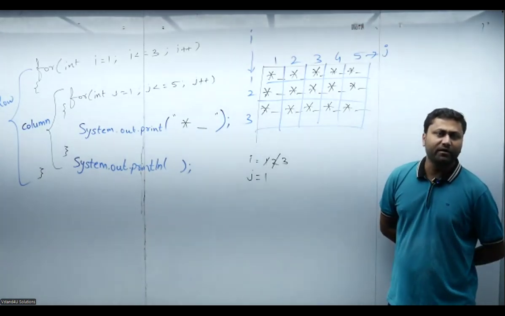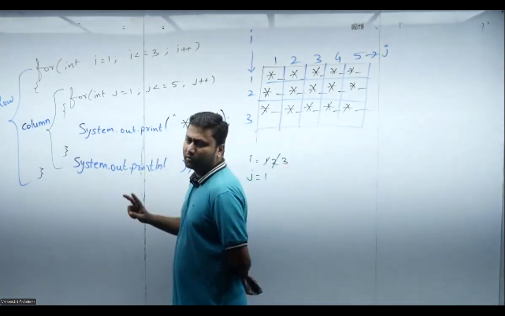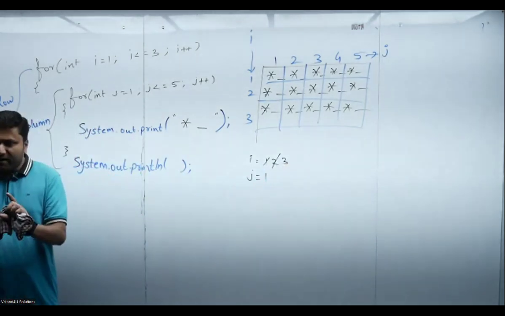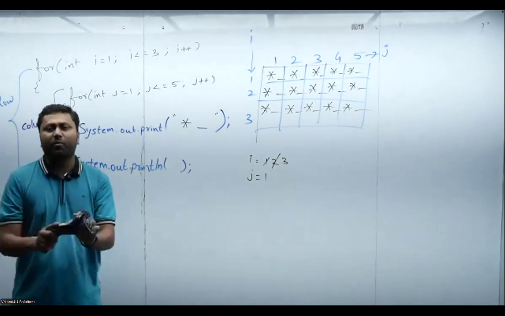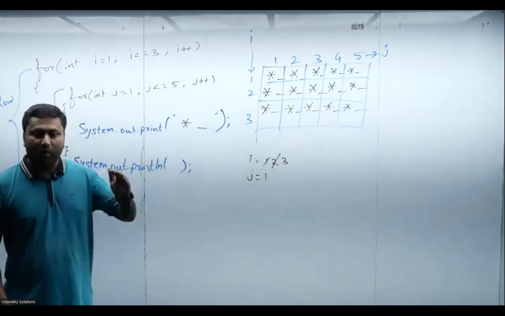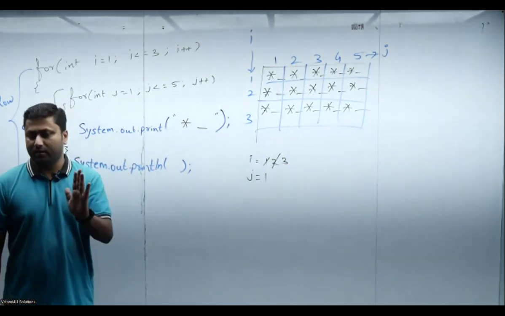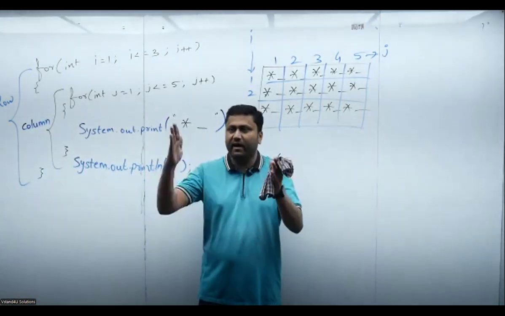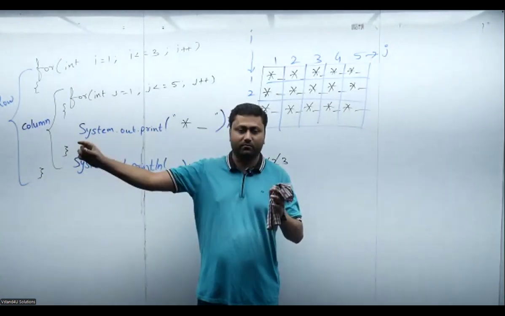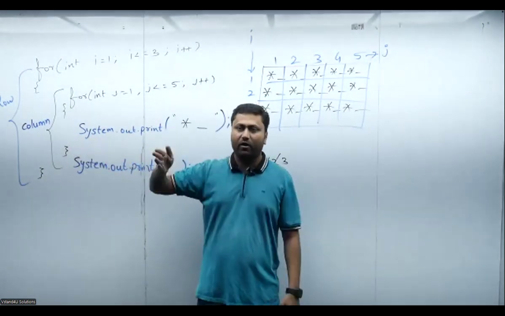Are you getting my point? Within one row, I want only 2. Can you handle the situation whenever I'm telling how many rows, how many columns? Within one row, how many you want? J. How many rows you want? I. Within one row, how many I want? That is column. Column is nothing but J.